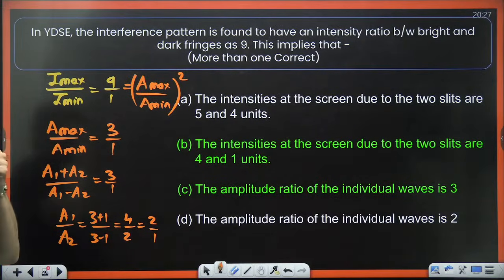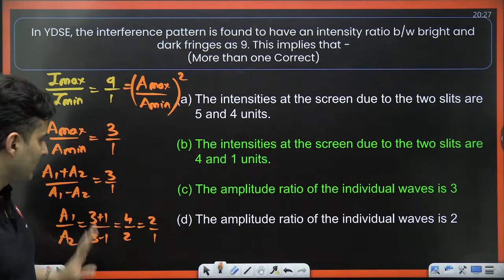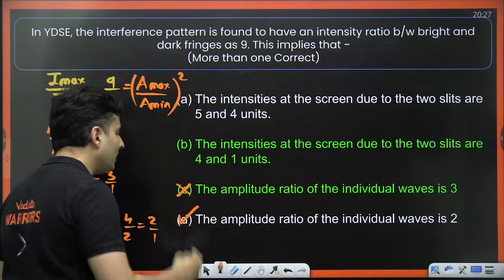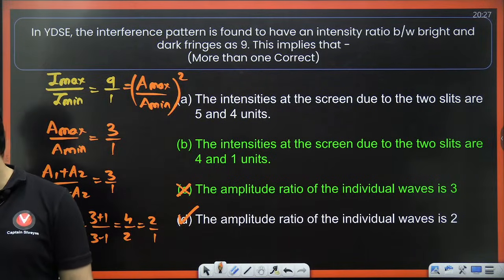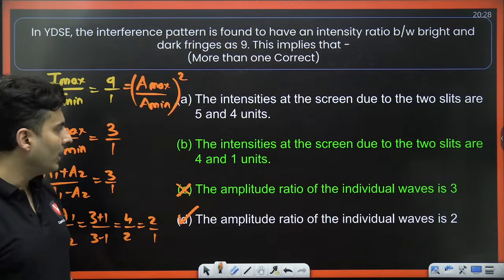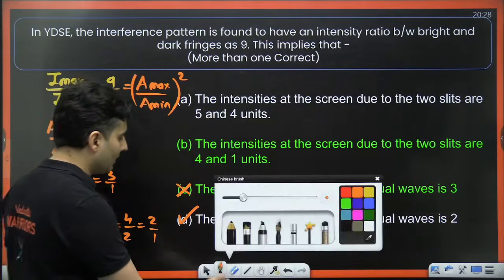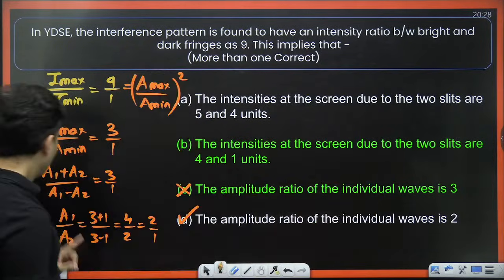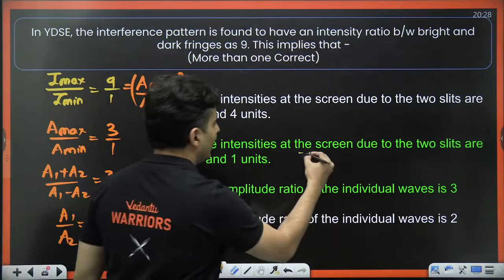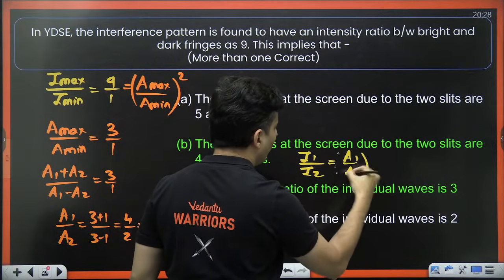The amplitude ratio of the individual waves, I think that should be option number D, not C. I think they have marked the wrong one. This should be D, guys. Okay, ignore that. Yes, it should have been D. Is that clear, everyone? Yes, it should be 2:1, not 3:1. And the intensities at the screen due to the two slits are 4:1. Well, that I think will be correct, because if I know A1 by A2 is 2:1, I can tell you I1 by I2 will be A1 by A2 whole square.